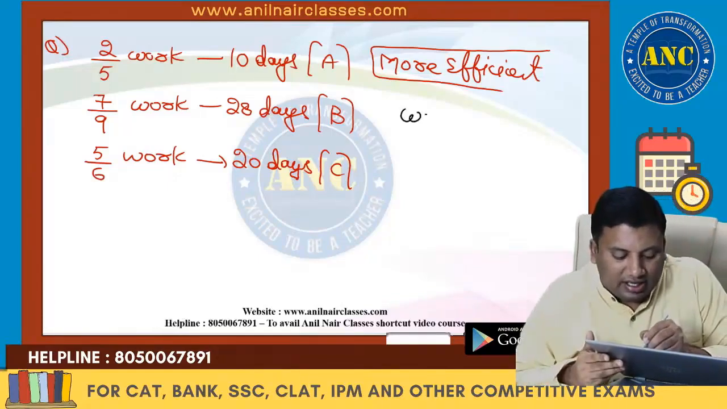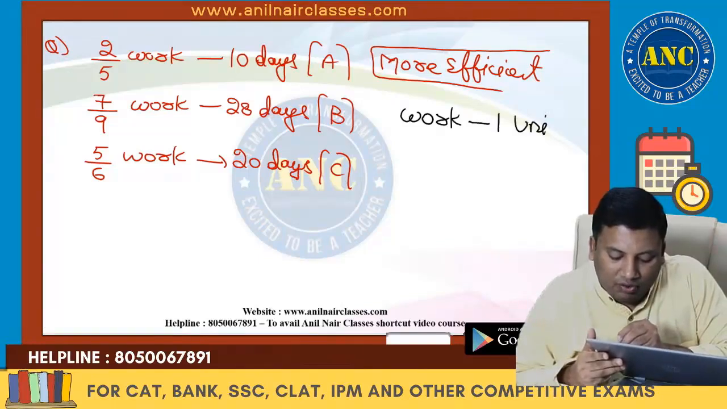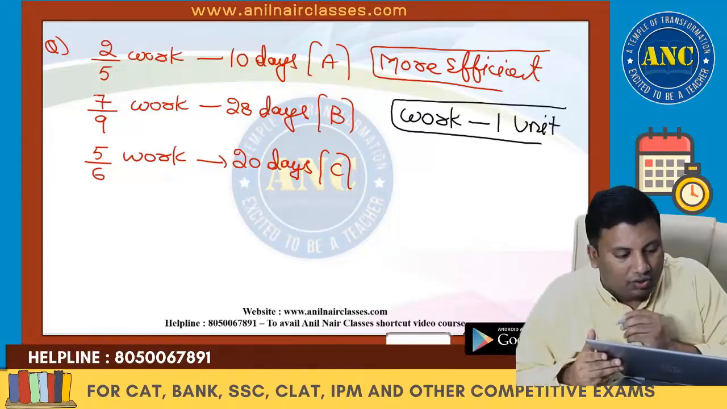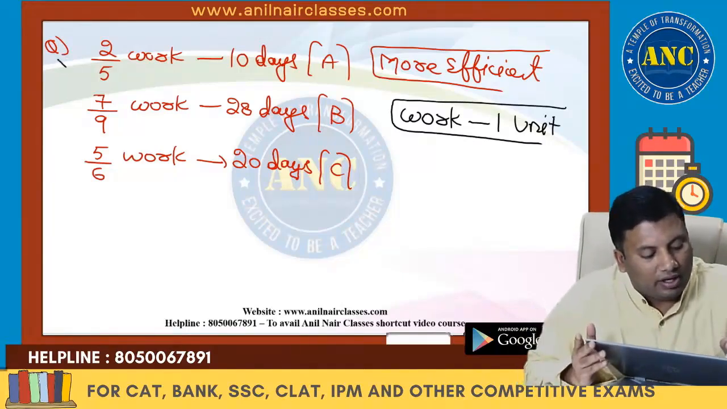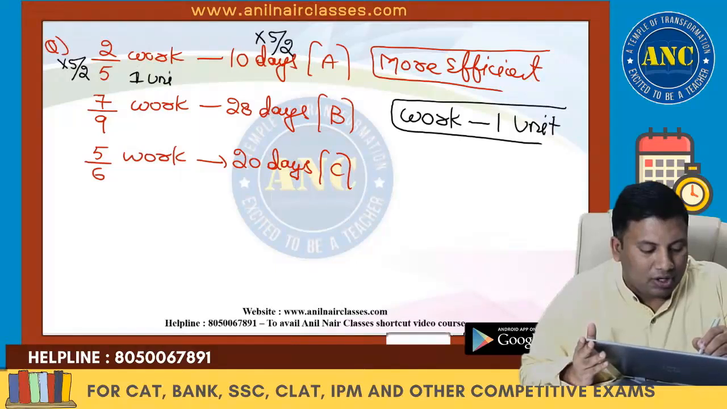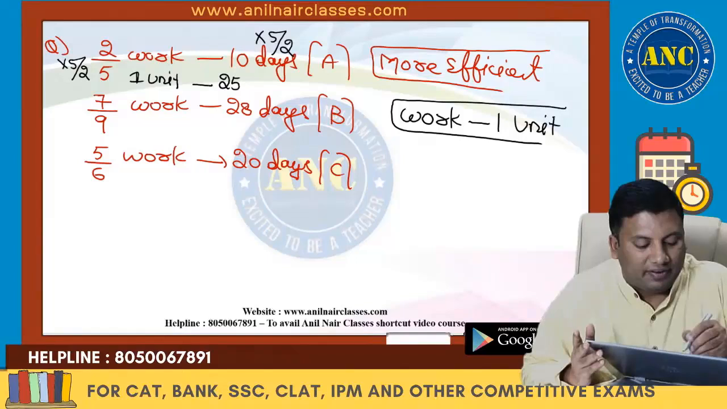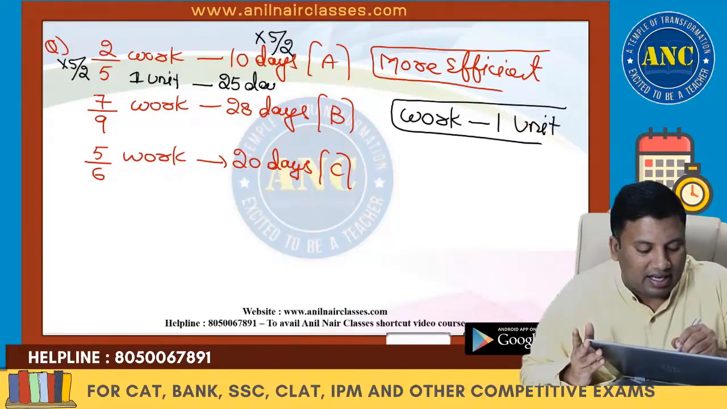We discussed that work can be 100% or work can be 1 unit. So I require 1 unit, so multiply by 5 by 2. It is 10 into 5 by 2, so for total work of 1 unit I will get 25. I require 25 days for the total work of 1 unit.